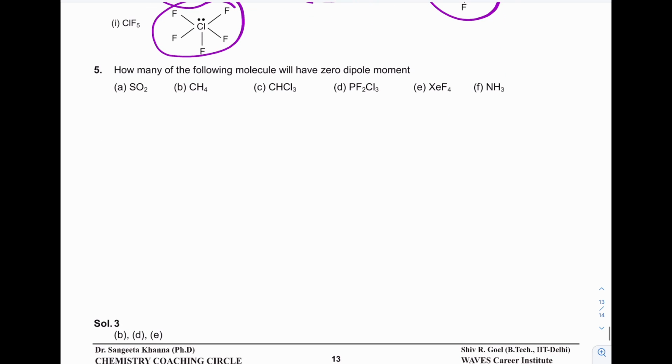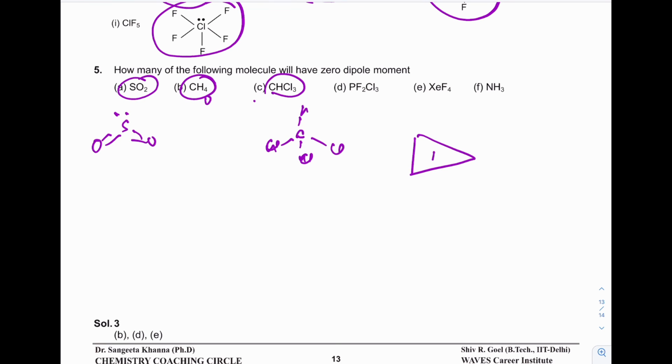Next, how many of them have zero dipole moment? SO2 is bent, so it will have a net dipole moment. Methane is tetrahedral, so zero dipole moment. Chloroform, one atom is different in the tetrahedron, so it will not have zero dipole moment. And PF2Cl3, here 2 fluorine and 3 chlorine will cancel their dipole moment. So yes, it will have zero dipole moment. XeF4, 2 lone pairs opposite, so net dipole moment will be 0. So yes, it is. Ammonia, irregular geometry, so answer will be 3.